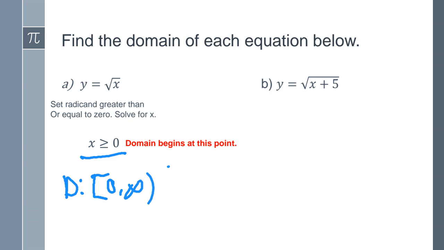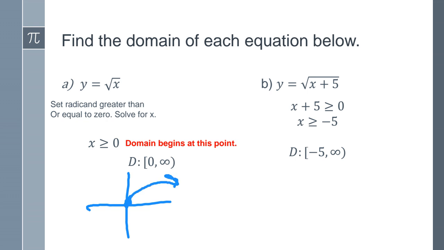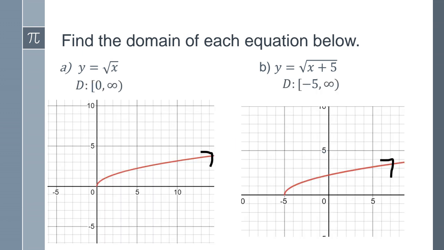Okay. And the graph, I don't have the graph, but let me draw it really quick. So the graph looks like this. And so as you can see here, all these x values are being used. But anything that is over here is not being used to create that graph. So for letter B, we want to set the radicand greater than or equal to 0. We're going to subtract 5. So my domain is going to start at -5 to infinity. Okay, and I guess I did have the graph. And so here we can see the graph and where the domain starts and where it goes to.